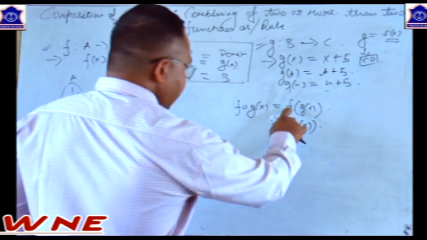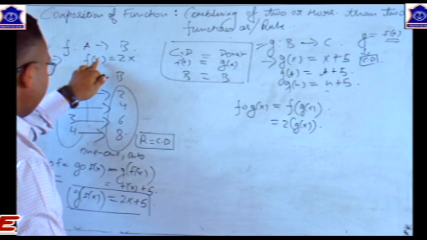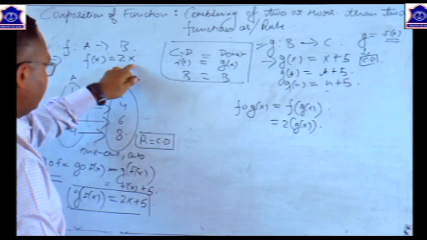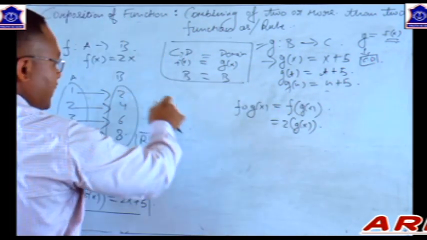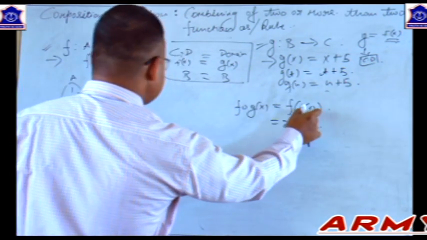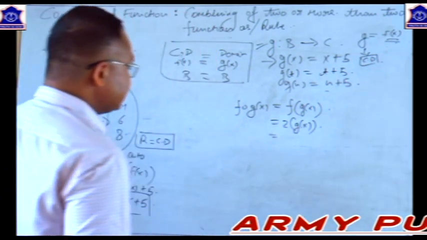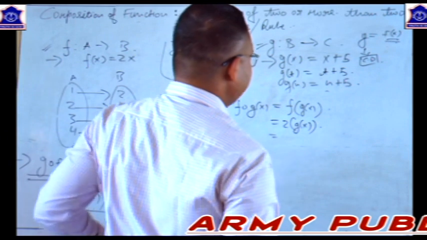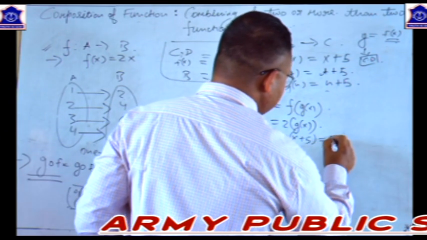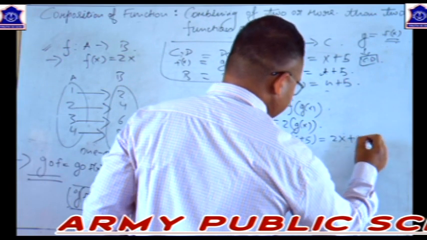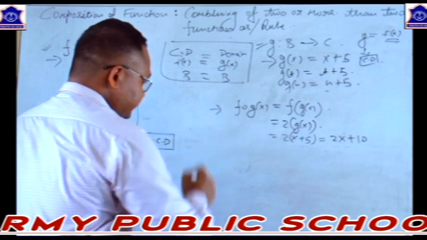Here we have f of gx, which means we put gx in the position of x in fx, and we get 2gx. And gx is defined as x plus 5, so that is 2 into x plus 5, and we get 2x plus 10.